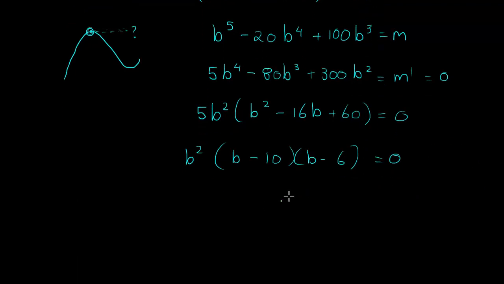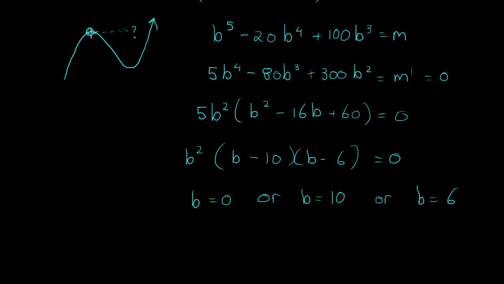So in other words, I get three solutions for b. Either b squared is equal to 0, so that can only be when b is 0, or when b is equal to 10, or when b is equal to 6. So there's my three solutions. Now what will a be if I have that? These are the values that will give me either a maximum.